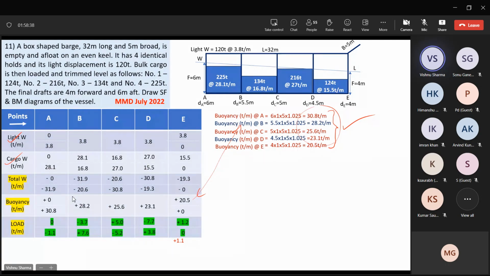Only new thing that has come is calculation of buoyancy per unit length at each of the stations because of the varying draft. Because of the varying draft. Clear, bachcho? Is that good, bete?